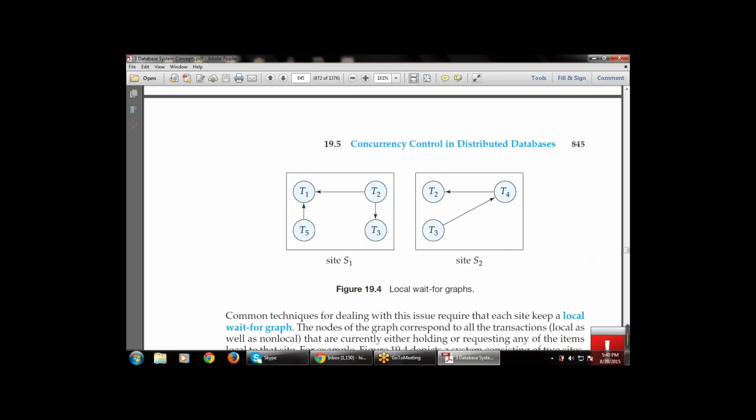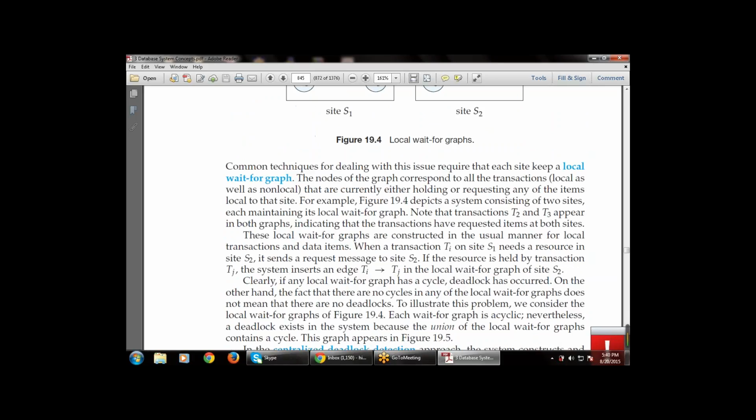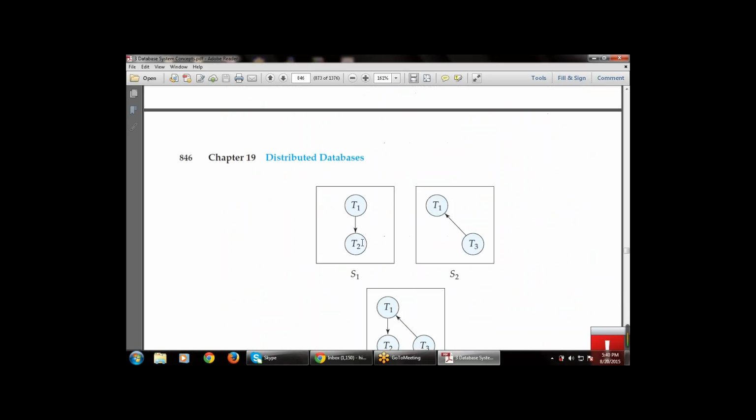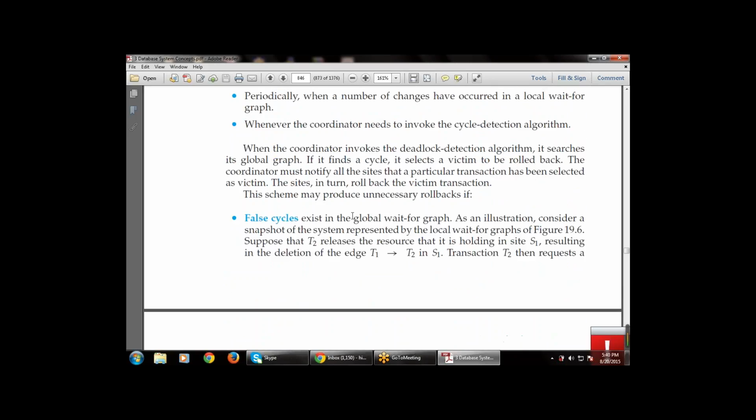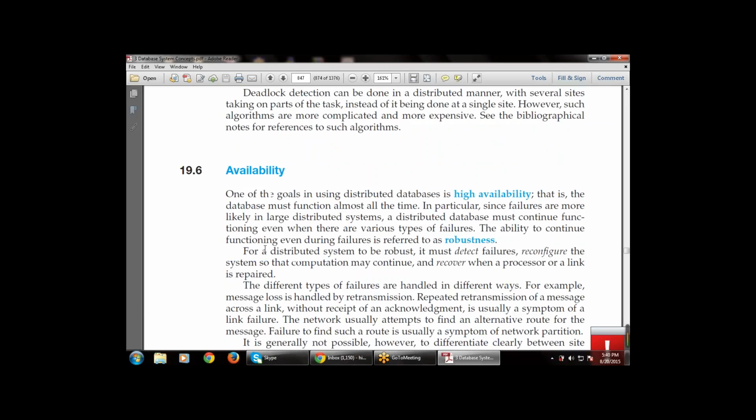So this is the local wait-for graph. This is T1, T2, T3, T5. T1 is waiting for T5 and T2 is waiting for T3. This is a local wait-for graph, or local distributed wait-for graph. And these are the various mechanisms that are used with rollbacks. One is when a cycle exists, then there will be a deadlock in the database system.